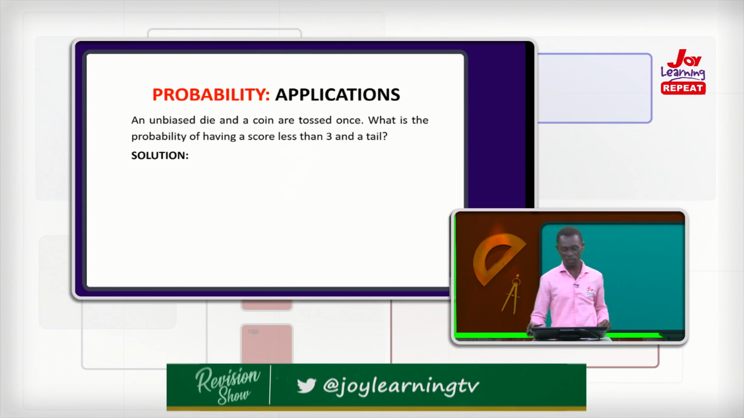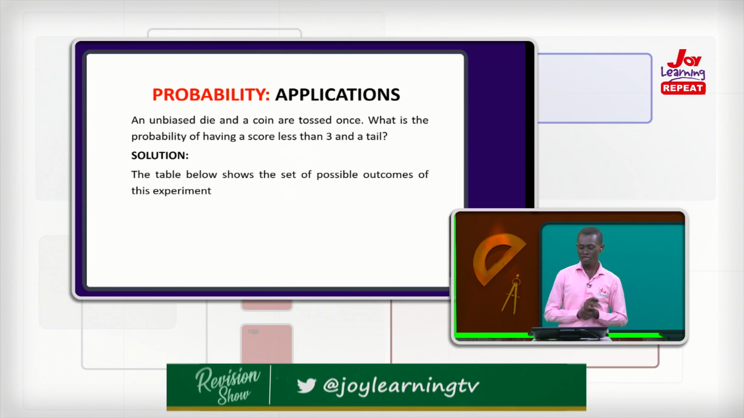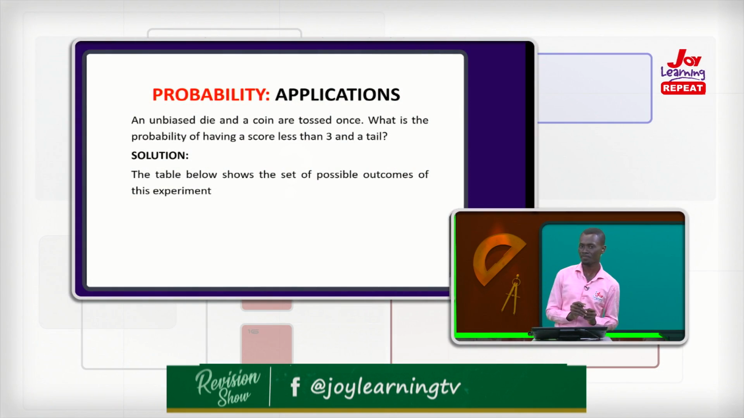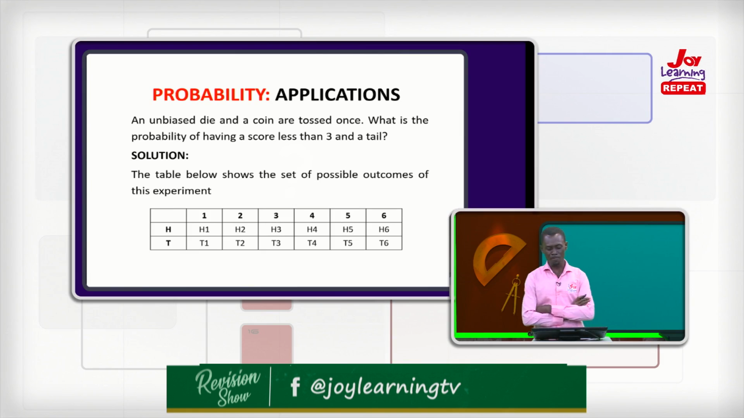But if you're finding it difficult, this is how to go about it. First of all, you have to draw a table. If you don't draw a table, you have to list it out with set notations, a curly bracket. Again, you have to define what your set is. So you can call it S equals curly bracket, maybe head 1, head 2, head 3. But a table is a very good way of dealing with it. So you draw a table this way.